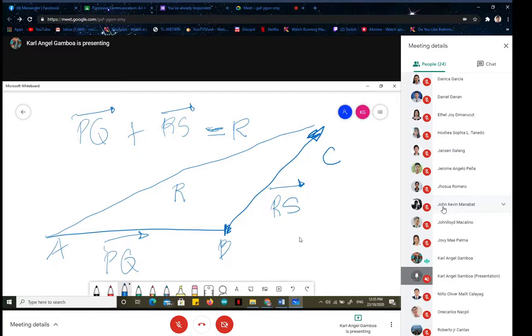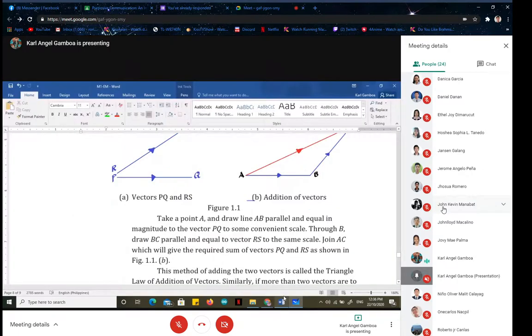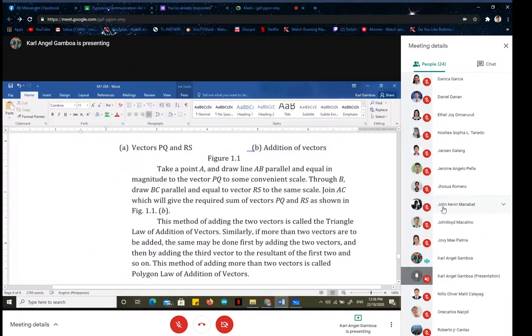Sir, how do we answer this? It's easy. For example, this has a value of 3 and this has a value of 2, so 3 plus 2 is 5. But it would only be that easy if the triangle were ordinary, like a right triangle, 3, 4, 5. Unfortunately, it is not that easy. The method of adding two vectors is called the triangular law of vector addition.